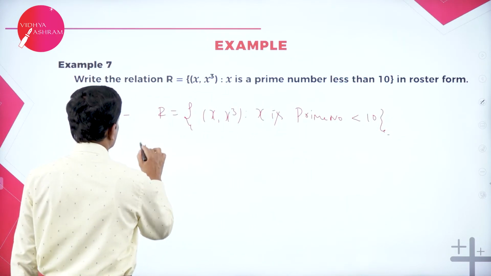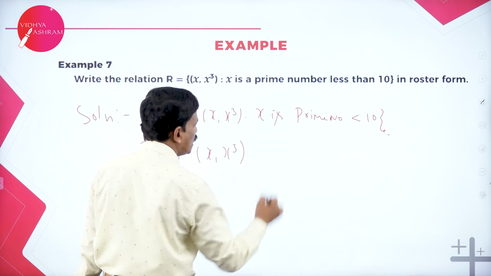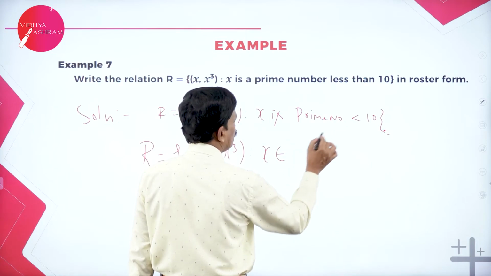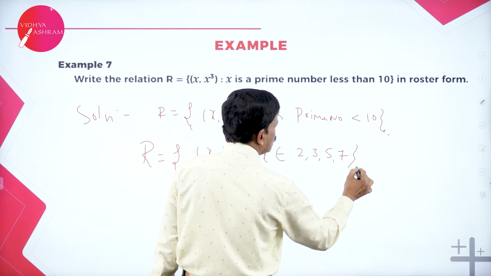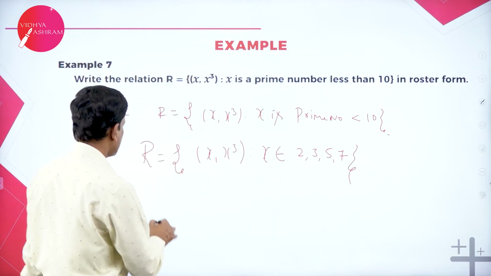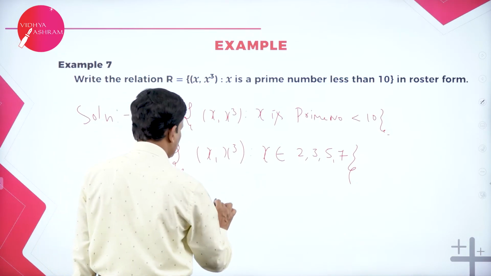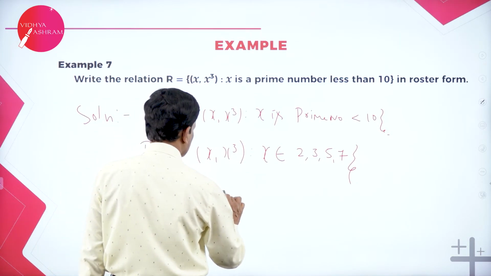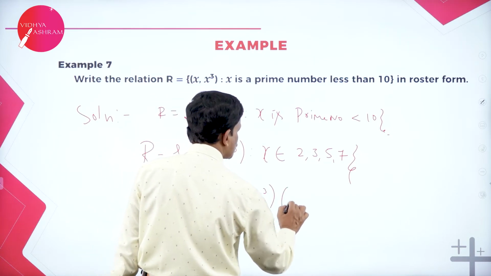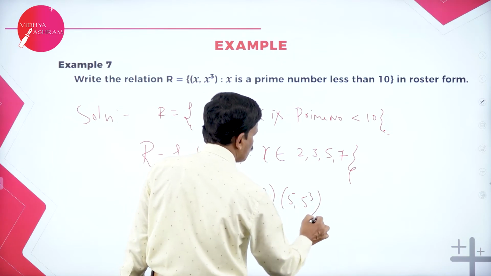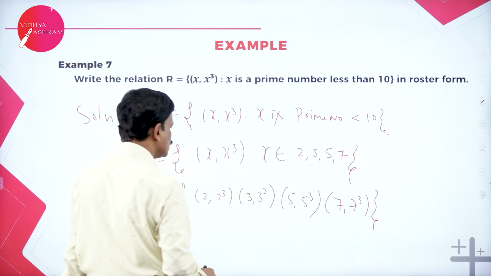Now how to write this in the roster form? R is equal to (x, x cube) such that x belongs to the prime numbers less than 10, which are 2, 3, 5, 7. So R is equal to: first element is 2, second element is 2 cube; next 3 comma 3 cube; next 5 comma 5 cube; then 7 comma 7 cube. These are the elements.